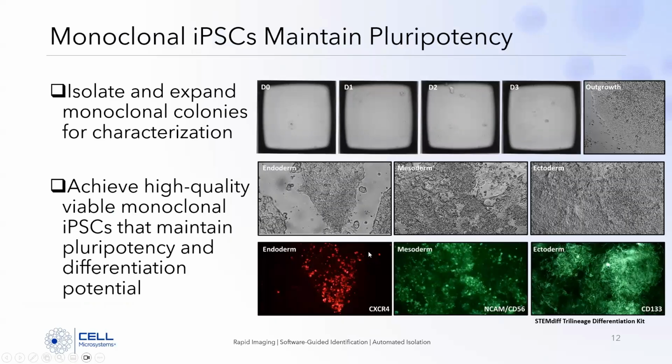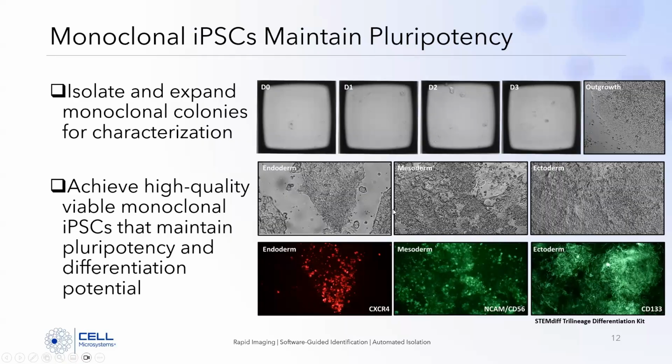We then wanted to prove that those clones that we expanded were in fact monoclonal and could be differentiated into the 3 lineages to demonstrate a high degree of pluripotency. So you can see here the single cell in the center on the raft, and that cell begins to divide and then forms a beautiful pluripotent colony after about a week in culture.